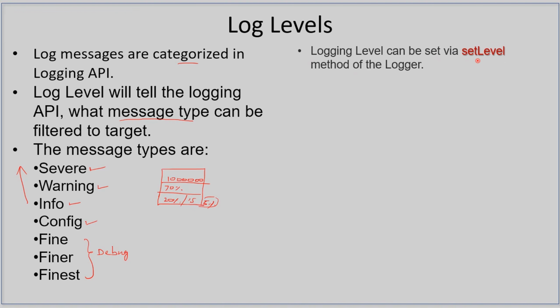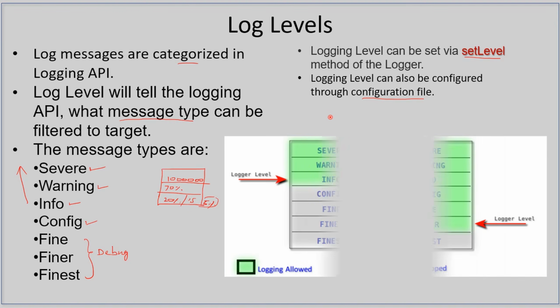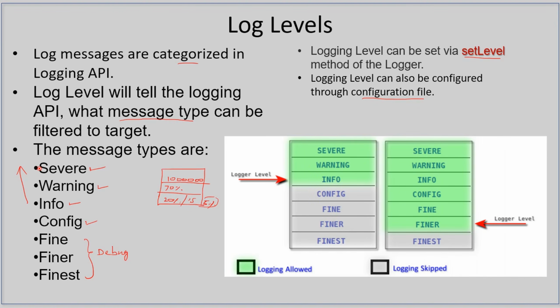The logging level can be set using the setLevel method. First you have to create a logger object, then using the setLevel method you can set the logging level. The logging level can also be configured through a configuration file. So here we are talking about the message category, right? And in this picture you can see the logger level using setLevel.